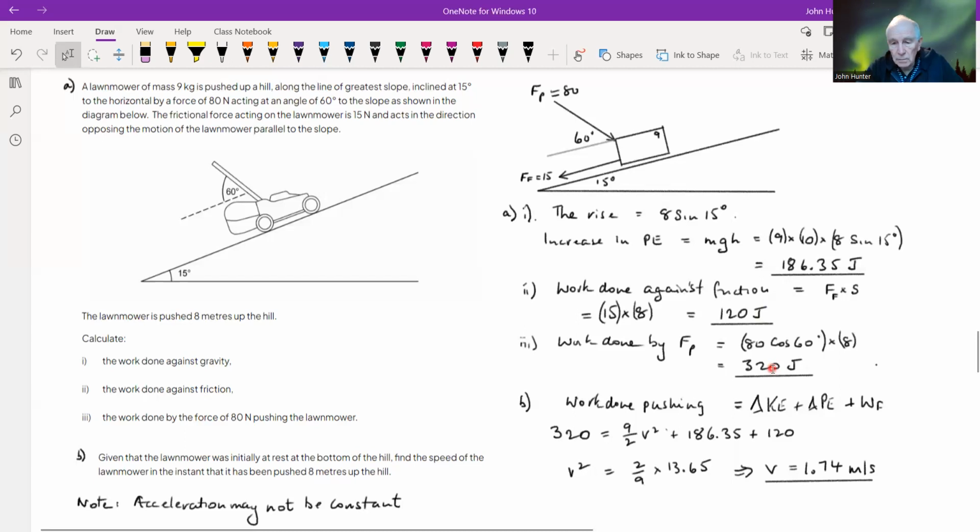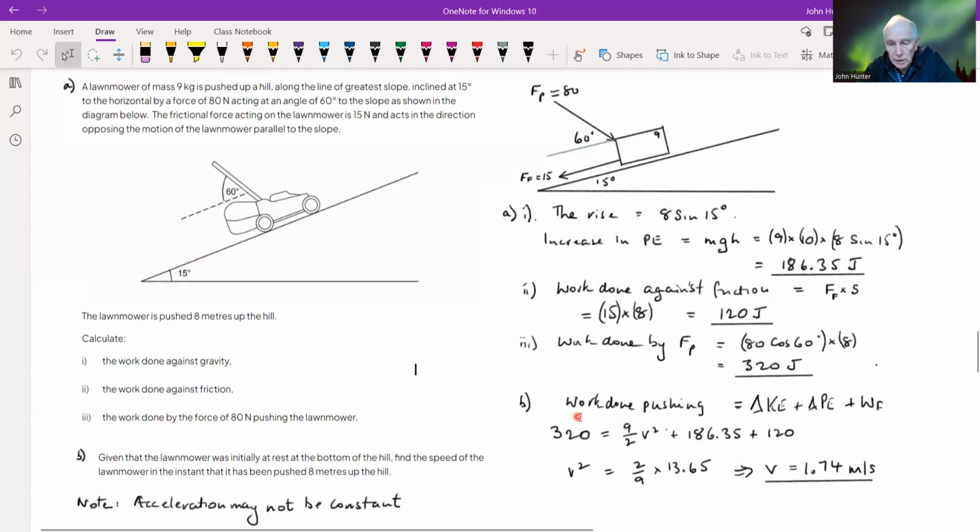So, what have we got? What we've not explored here is the kinetic energy. So we don't know the velocity. Let's have a look at part B. Given that the lawnmower was initially at rest at the bottom of the hill, find the speed of the lawnmower at the instant it has been pushed 8 meters up the hill. So there's a sort of part 4 that we haven't done here, which is actually to find the increase in kinetic energy as we've gone up the hill.